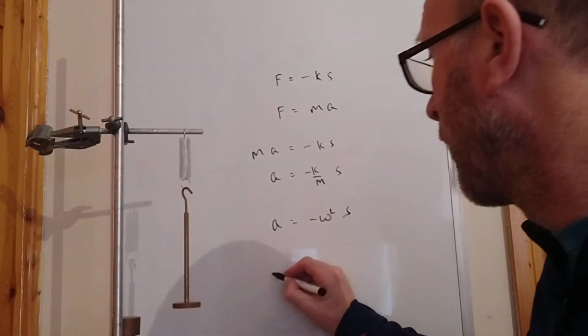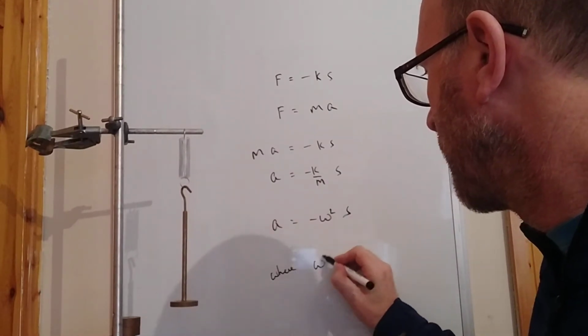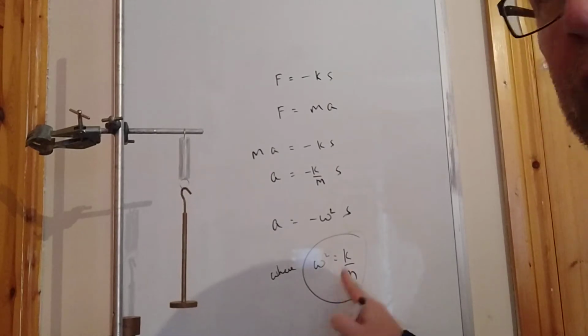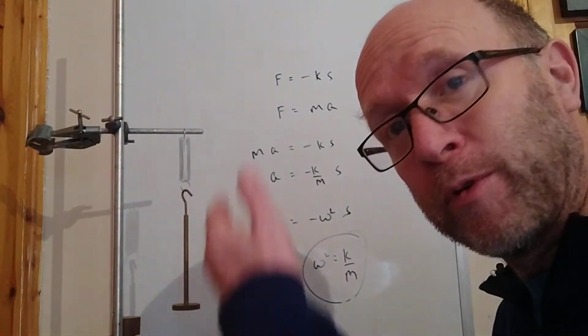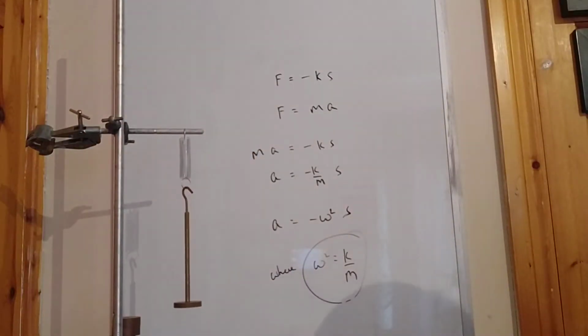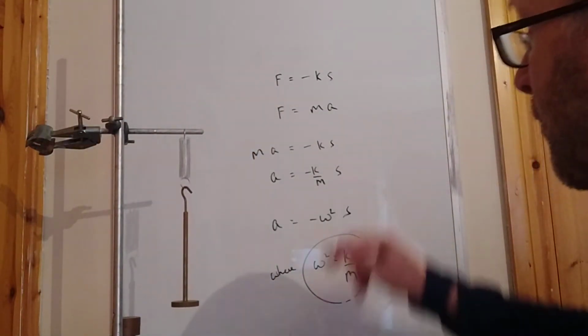Where omega squared is K over M. Now that's crucial, you need to know that. If you want to derive it every time you can, or if I was you, I'd learn it. So omega squared is equal to K over M.